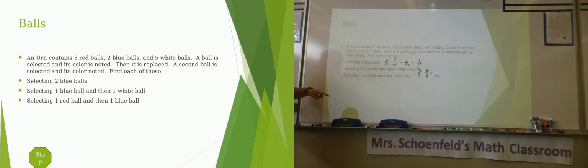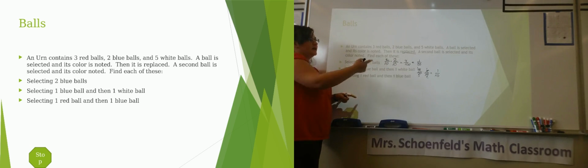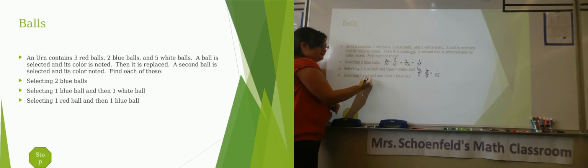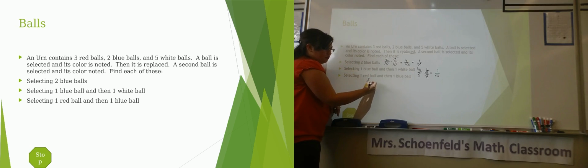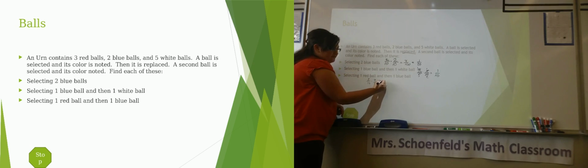Okay, selecting 1 red ball and then 1 blue ball. So 1 red ball, I have 3 out of 10. 1 blue ball, 2 out of 10. So I have 6 out of 100.